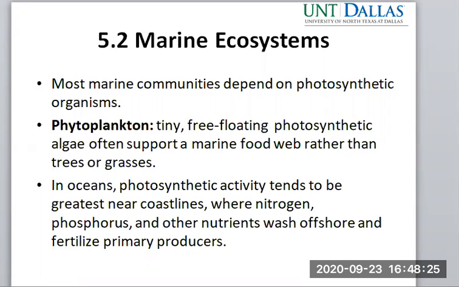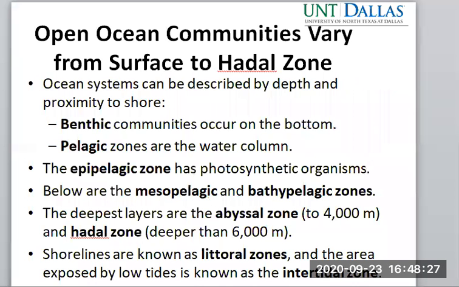Let's talk in detail about this marine ecosystem. Open ocean communities vary from surface to the hadal zone. Ocean systems can be described by depth and proximity to shore. So we have some benthic communities that occur at the bottom, and we have some pelagic zones that are the water column. The epipelagic zone has photosynthetic organisms. Below that are the mesopelagic or bathypelagic zones. The deepest layers are the abyssal zone, that's about 4,000 meters, and then we have the hadal zone.